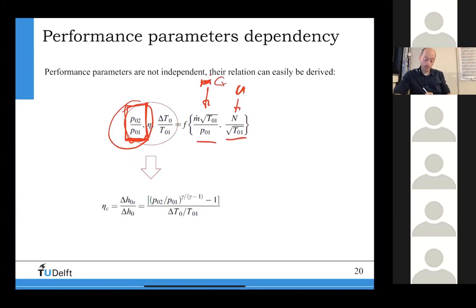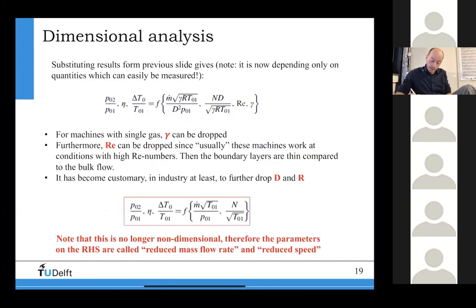But you can see here one thing, that in industry, compressors and turbines are most of the time characterized by so-called reduced properties, and these reduced properties are not non-dimensional anymore. You can see it here again. What happened is this is a non-dimensional parameter for the mass flow, but as you can read in this text here, for machines with a single gas, for example, gamma can be dropped.